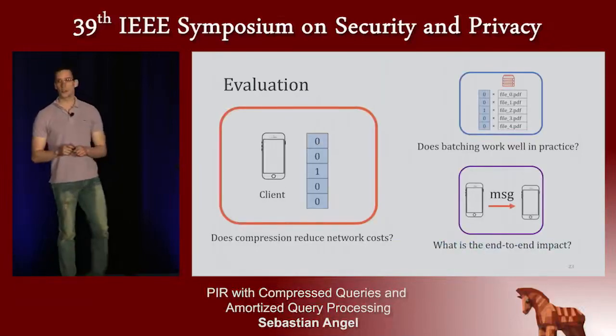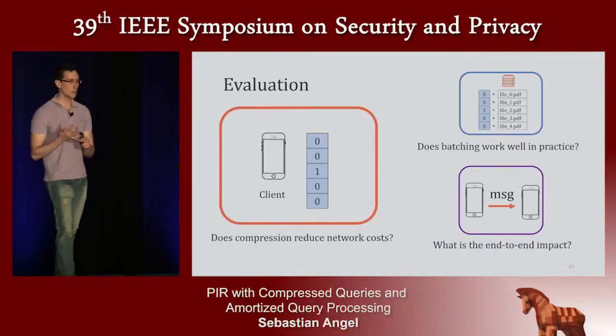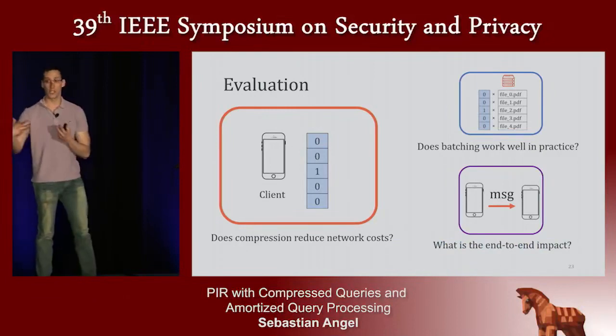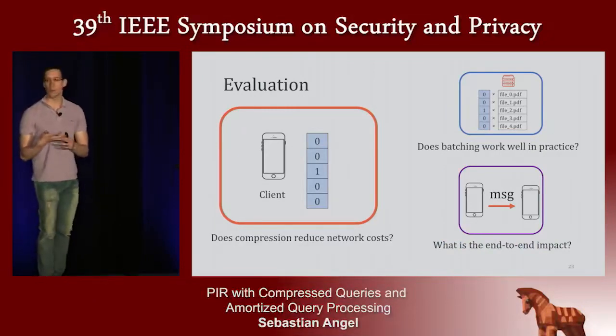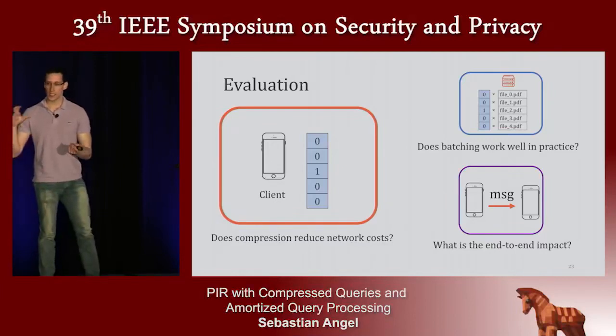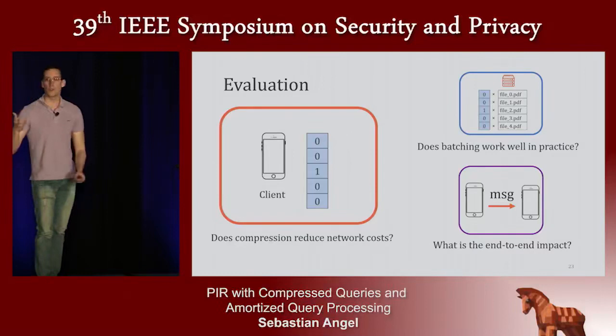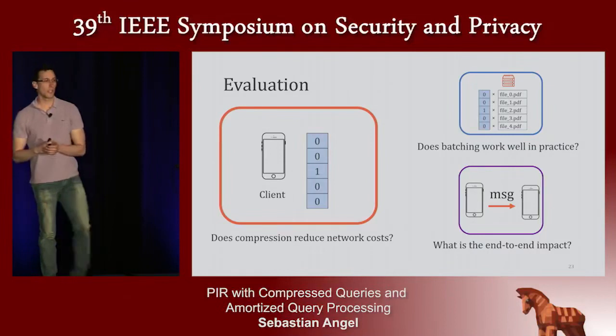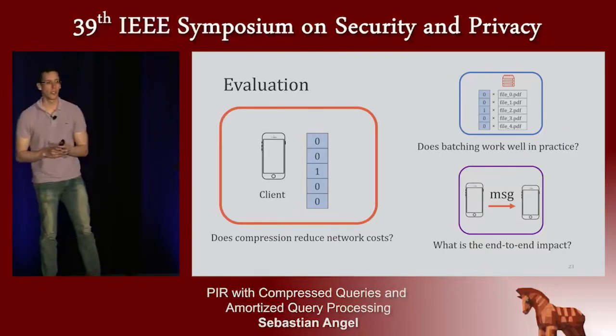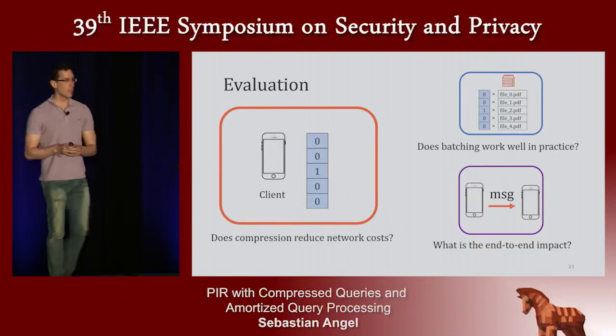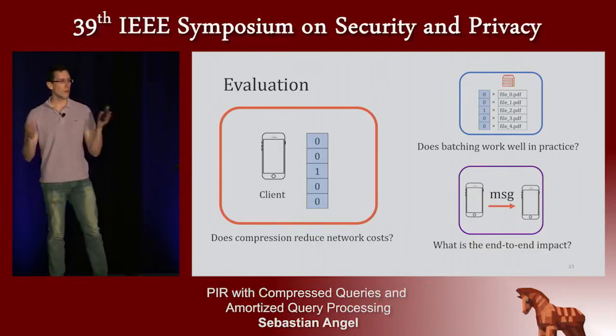So in the paper, we answered three evaluation questions. The first is, does compression reduce network cost, and what is the overhead of decompression? The second is, does batching work well in practice? The reason I say work well in practice is because our batching scheme is probabilistic, meaning that if the client wants to get, say, 20 elements from the database, sometimes it might only be able to get 19 or 18 or 15. And so we wanted to quantify how often queries fail and whether that's acceptable in practice. In the paper we do that evaluation, and it comes out to about 1 in a billion queries failing or something along those lines. Now, we also evaluated the Pong system and we saw significant improvements.